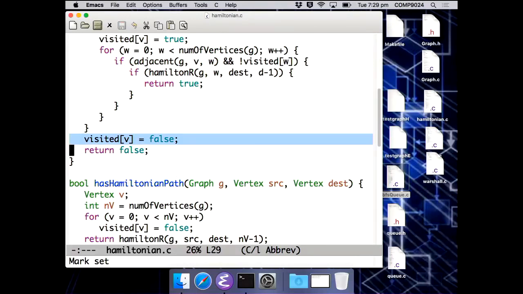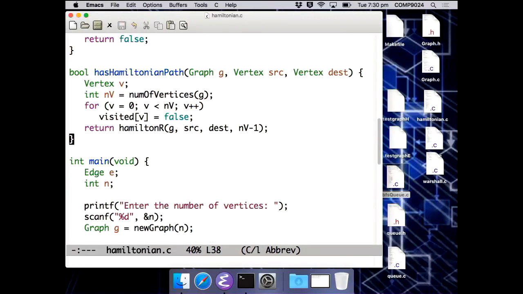And most importantly, when we went through that loop and we couldn't find a Hamiltonian path, we have to reset the flag that V has been visited, because we might have to find another way to get to V. And this has Hamiltonian path is exactly what we have seen as an algorithm.